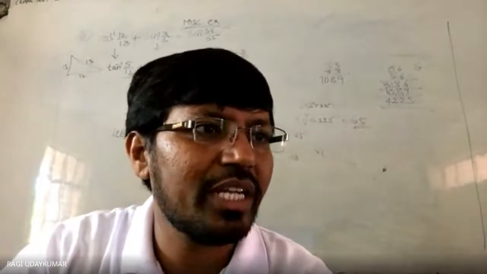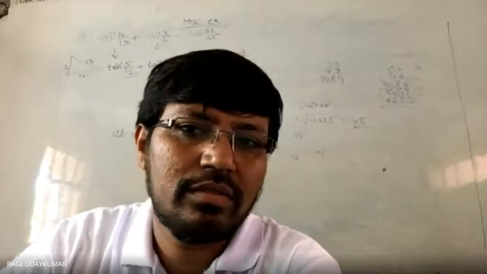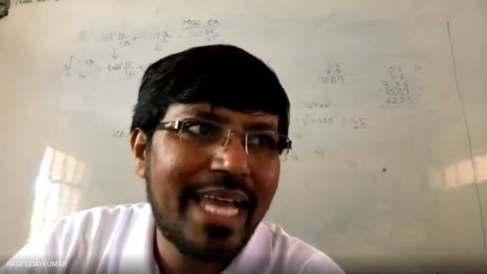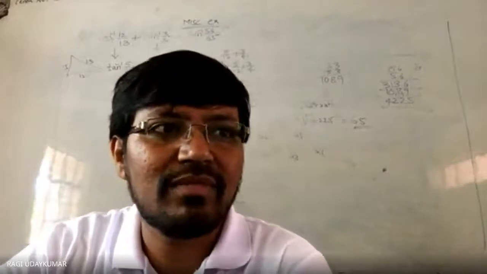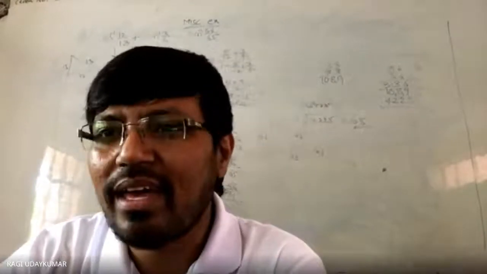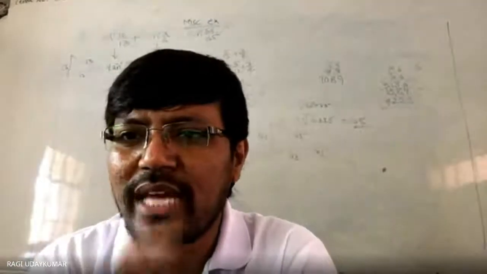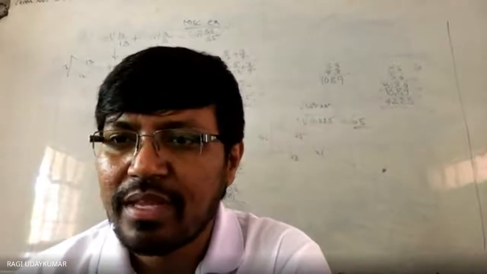eighth problem. Once you see what is the question given to you: tan inverse 1 by 5 plus tan inverse 1 by 7 plus tan inverse 1 by 3 plus tan inverse 1 by 8. So you have to do it twice. First take the first two, tan inverse x plus tan inverse y.